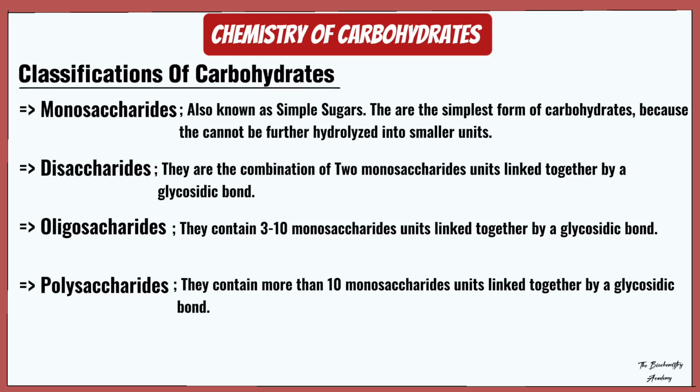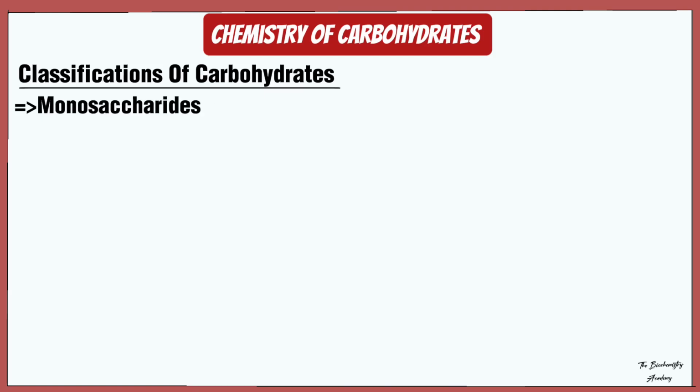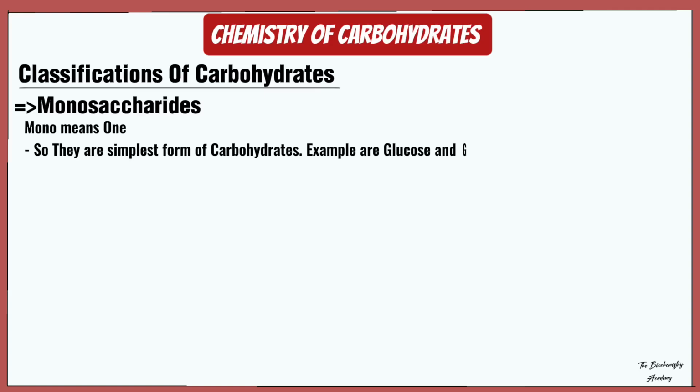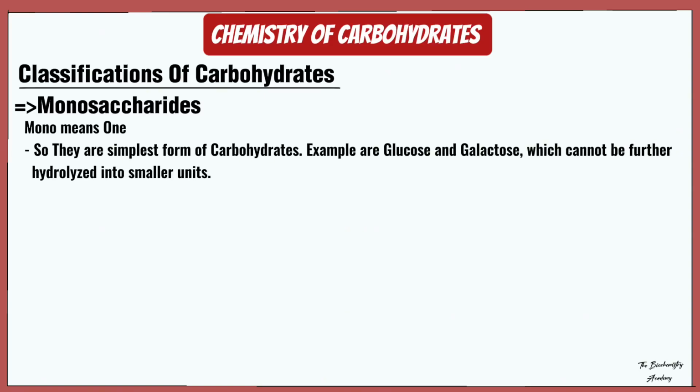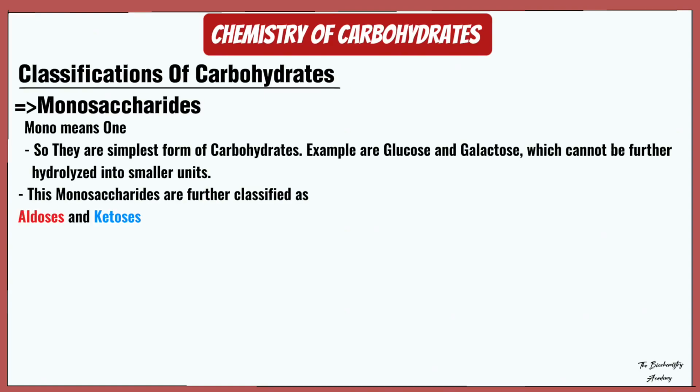So let us talk about each one individually, starting from monosaccharides. As the name implies, mono means one, so they are the simplest form of carbohydrate. They cannot be further hydrolyzed, meaning that they cannot be further broken down into smaller units. These monosaccharides are further classified into aldoses and ketoses.